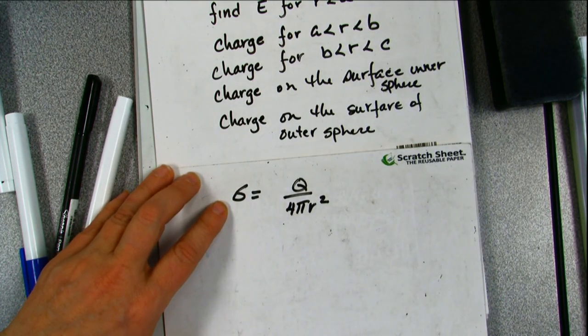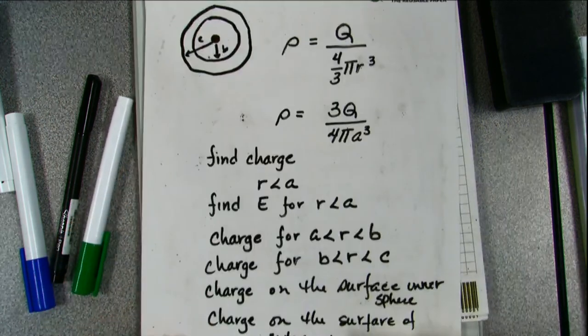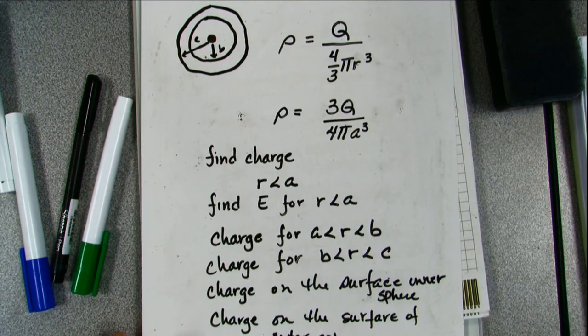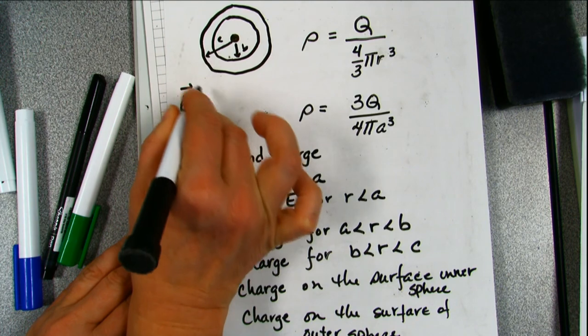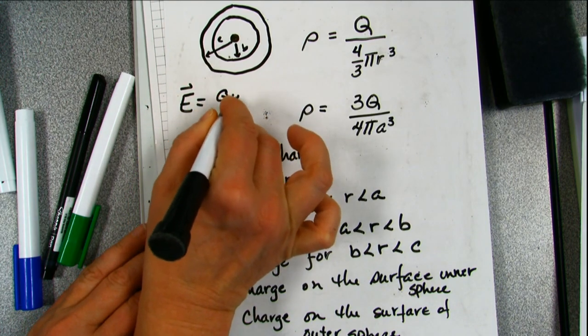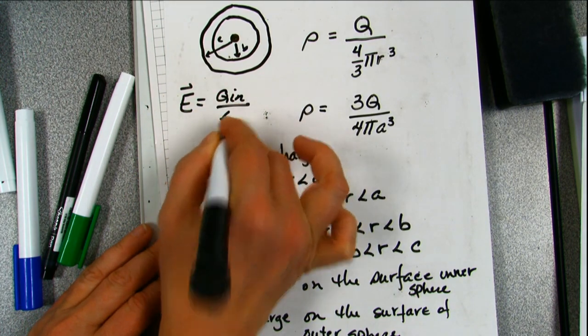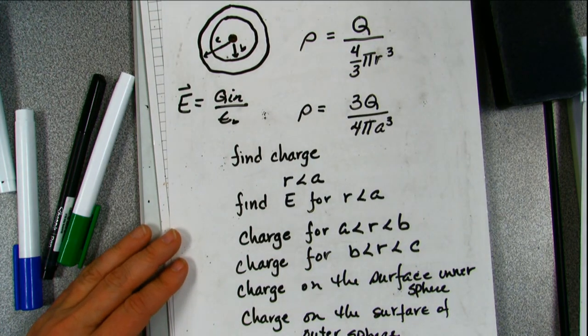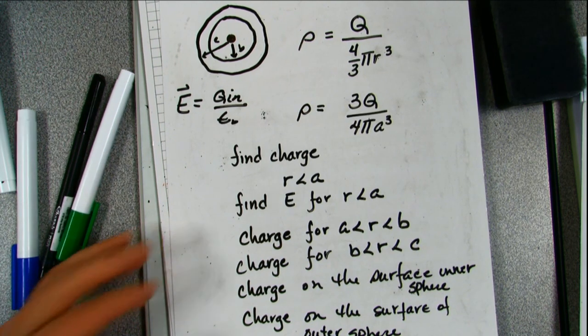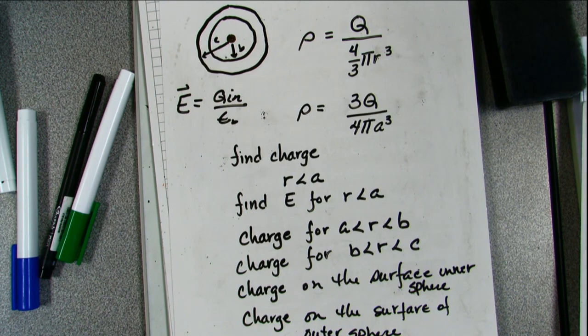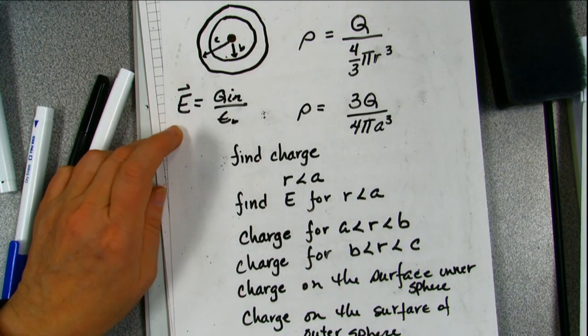All right, the key for this whole problem is to draw your Gaussian spheres. Because the thing that we know is that the electric field is whatever the charge is on the inside divided by the permittivity of free space. So the key is always going to be related to where you draw your Gaussian surface, and we know it's going to be the charge on the inside.